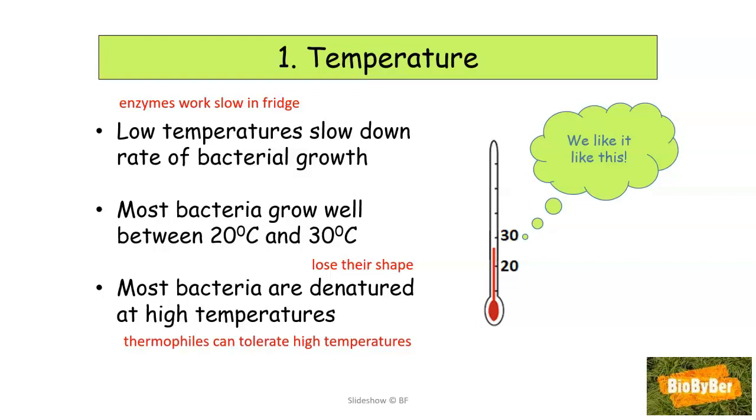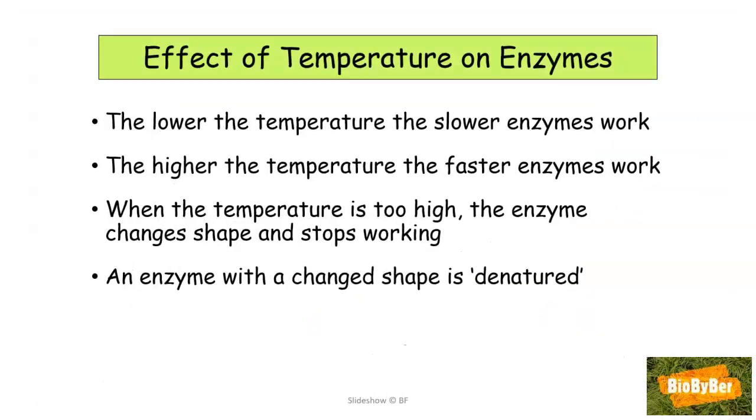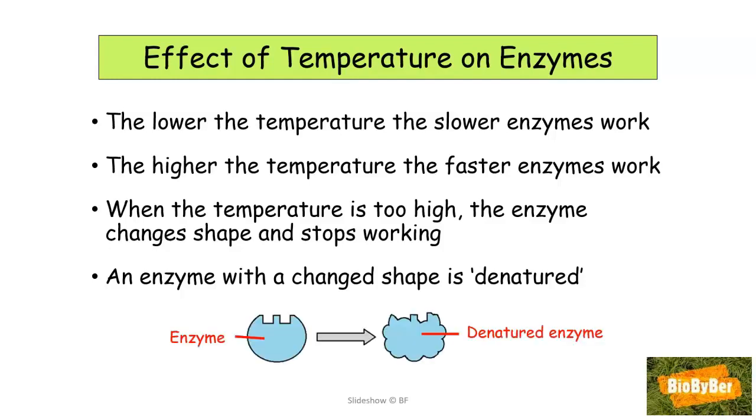To understand how temperature affects bacteria and bacterial enzymes in more detail, it might be a good idea to go back to the enzyme playlist. If you recall, the lower the temperature, the slower enzymes work. The higher the temperature, the faster enzymes work. When the temperature is too high, the enzyme changes shape and stops working. An enzyme with a changed shape is denatured. So you can see the connection between this material that we've already covered in the chapter on enzymes and the growth of bacteria.